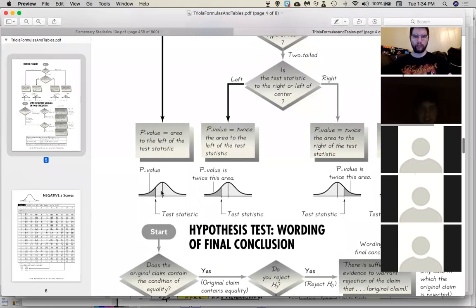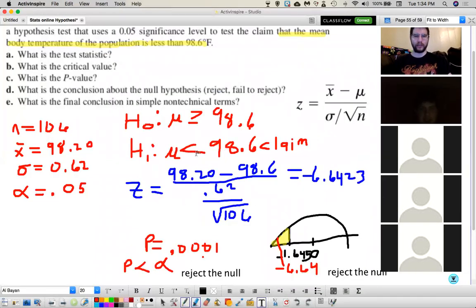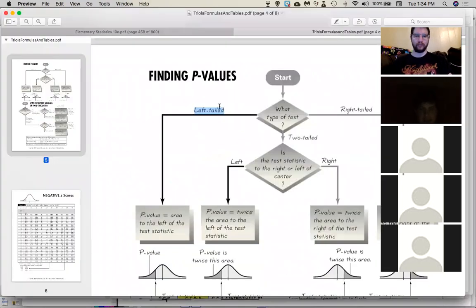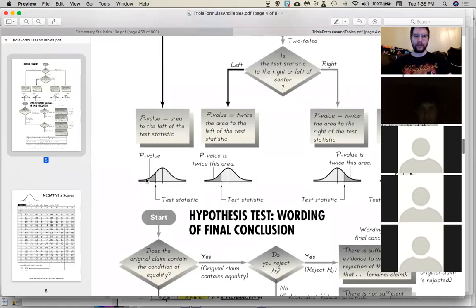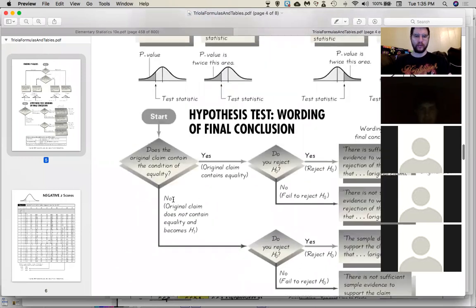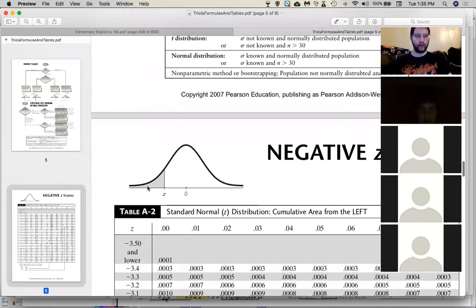Yes, if we look, here's a pictorial representation of it. We have a left tail. Look right here. Alternative is less than. That means we have a left tail we're dealing with. That means we look up the area to the left of the test statistic. This is the test statistic. We need the area to the left of that. See this shaded part right here, that's what we need. That's what the chart gives us. So all we had to do is look up that number on the chart. Negative 6.64 is lower than negative 3.50, so it's right here, 0.0001.